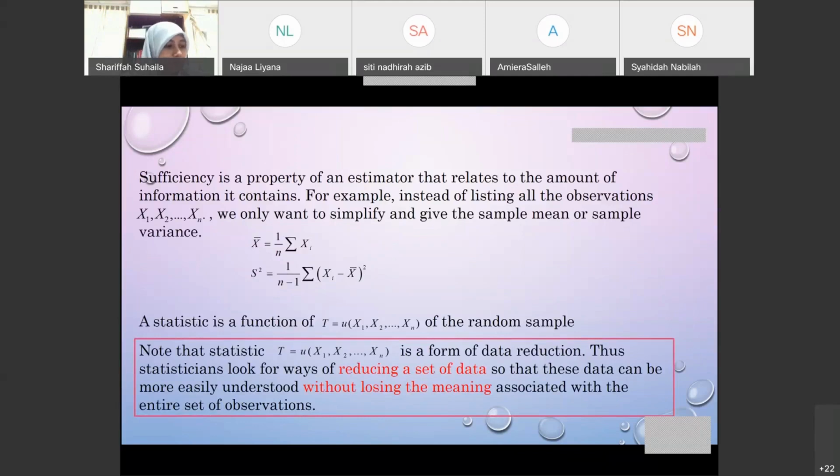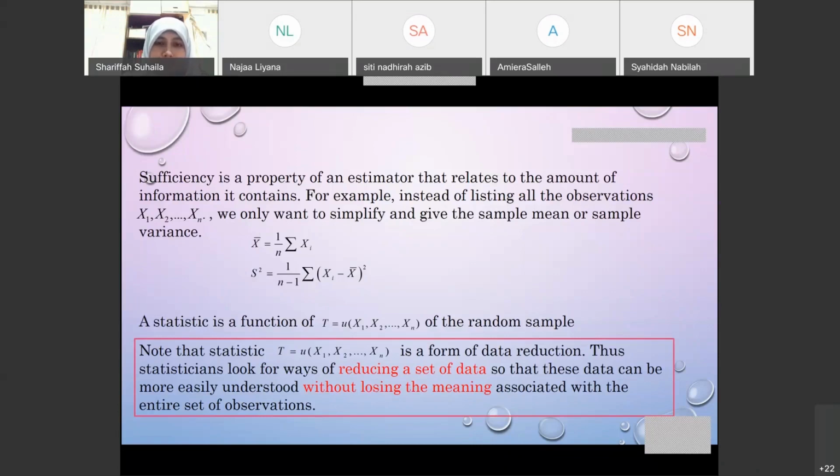So if we refer to the term sufficiency, sufficiency means enough or not. It is also a property of an estimator, relating to the amount of information that it contains. For example, if you refer to your notes here, I already explained in detail. Let's say instead of having observations, we list all the observations, for example x1, x2, xn.